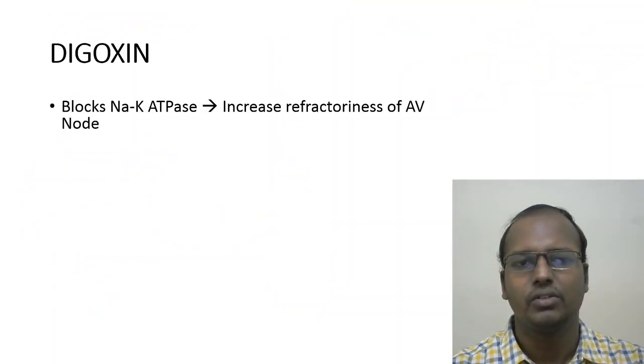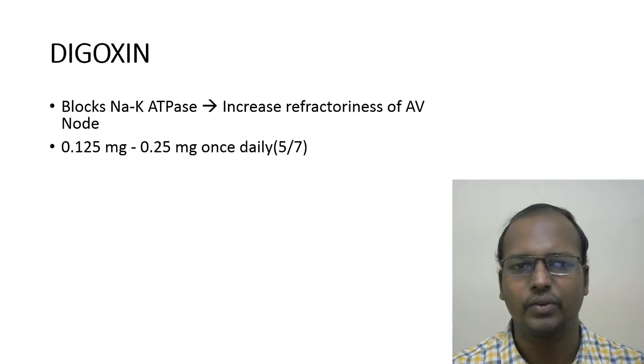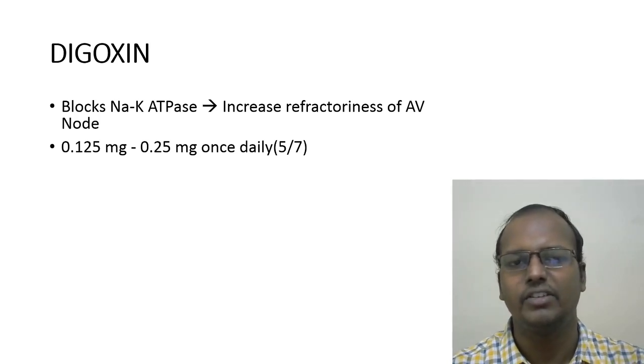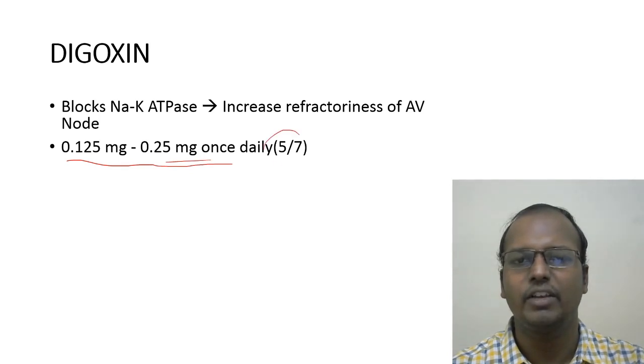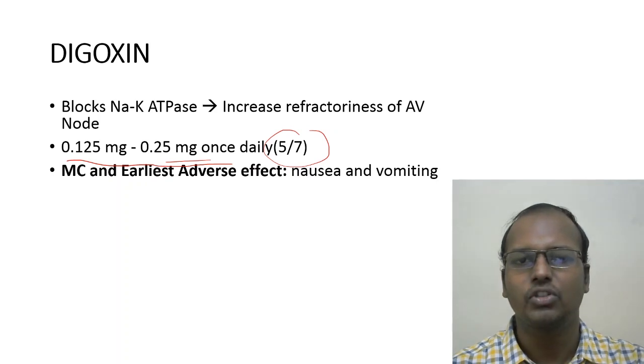is very commonly used. It blocks the sodium potassium ATPase and increases the refractoriness of the AV node, so that it decreases the ventricular rate. So to control the ventricular rate, we give digoxin, and the usual dosage is 0.125 to 0.25 milligram once daily. We give it for 5 days in a week only to avoid toxicity. Its most common earliest adverse effect is nausea and vomiting.